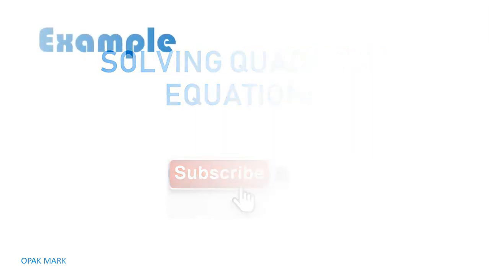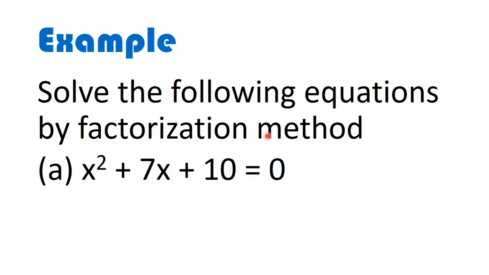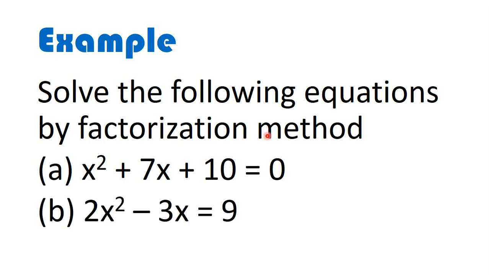Today we are solving quadratic equations. Let us see this example here. Solve the following equations by the factorization method. There are many methods of solving quadratic equations, but today we are going to solve the equation using the factorization method. Here we have x squared plus 7x plus 10 equal to 0. Then part B, 2x squared minus 3x is equal to 9.